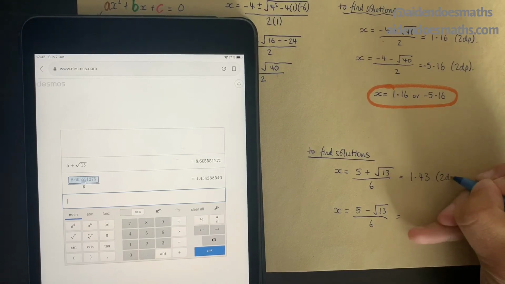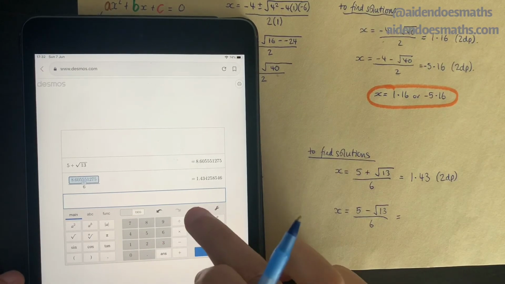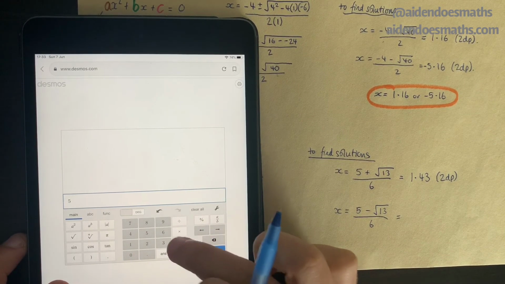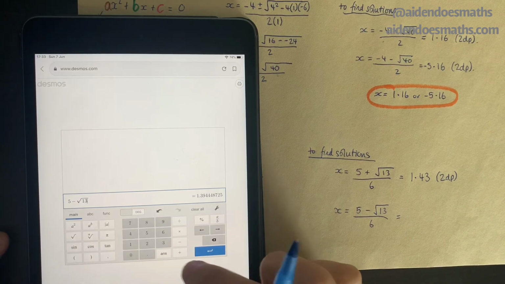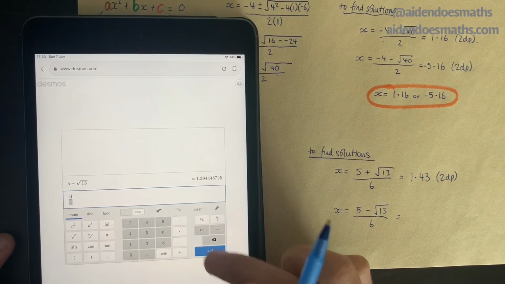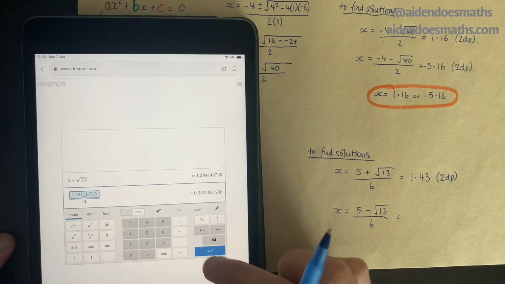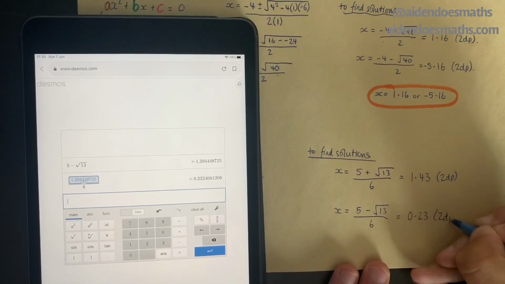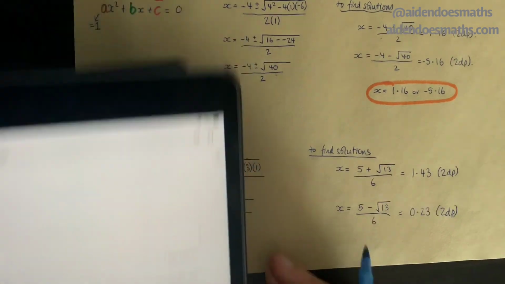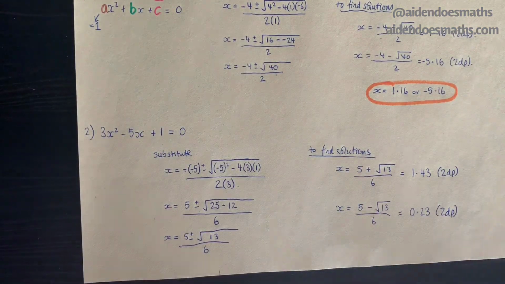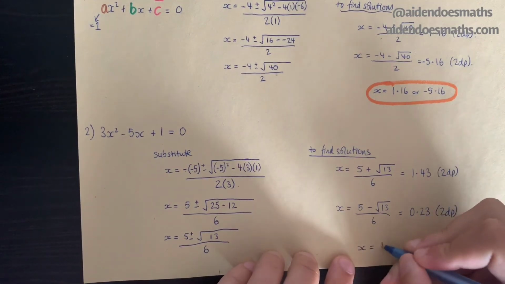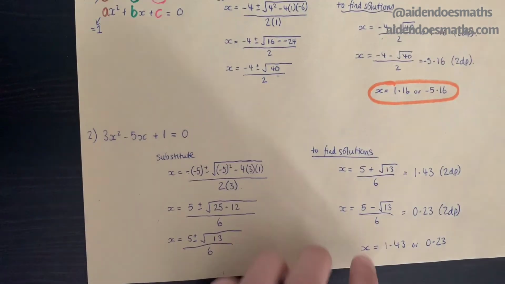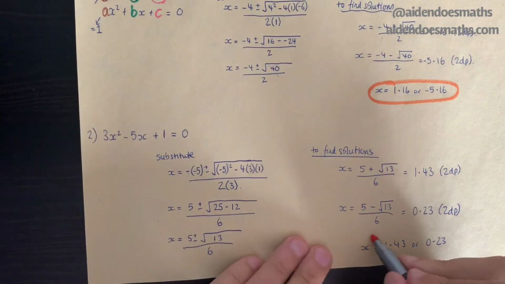1.43 to 2 decimal places. And 5 minus root 13, divided by 6. Our second solution is 0.23 to 2 decimal places. And again, we can make that nice and clear. x equals 1.43 or 0.23. And there are our solutions.